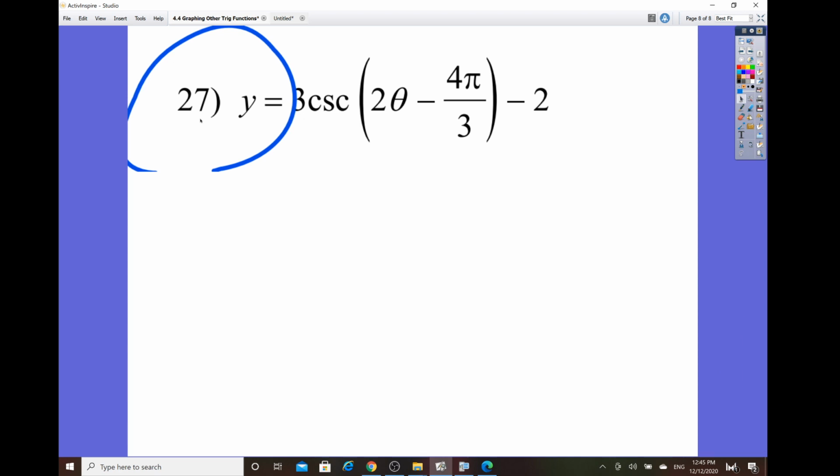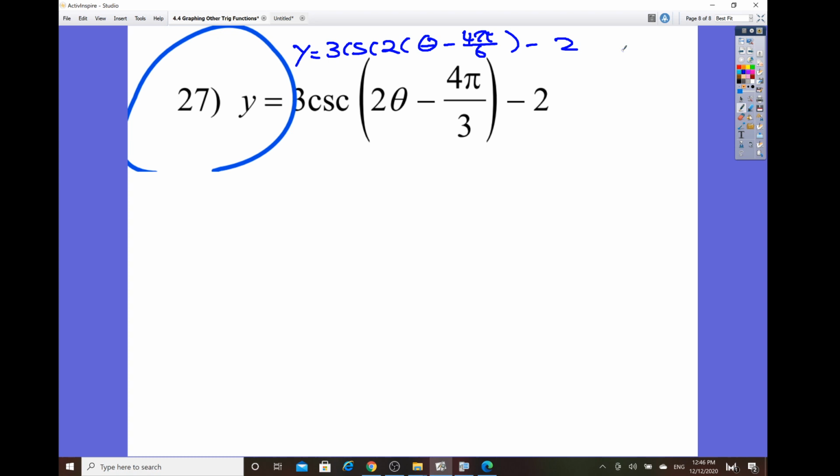Okay, so 27. Again, this one can be written as y equals, it's a non-factor form for the ultimate. So this one can be written as 3 cosecant of, take out that 2. So theta minus, take out 2, so we do have 4 pi over 6. You're probably wondering, can we reduce it? Yes. But I just want to check the work, because once you multiply out the 2, this one turns out back to 4 pi over 3.